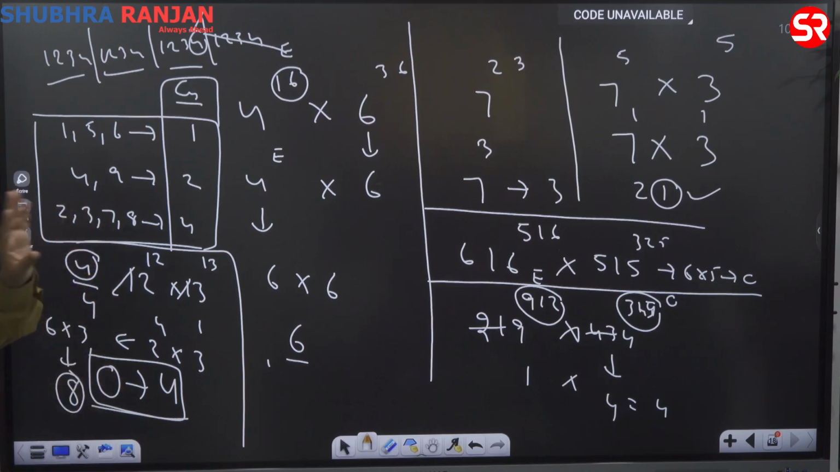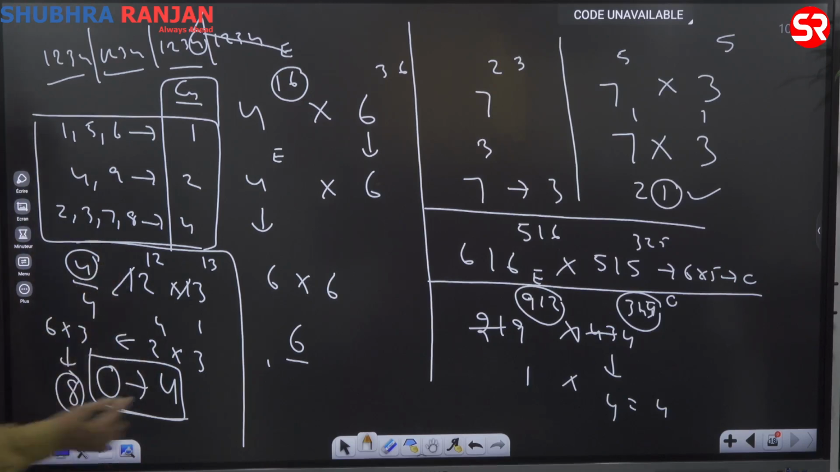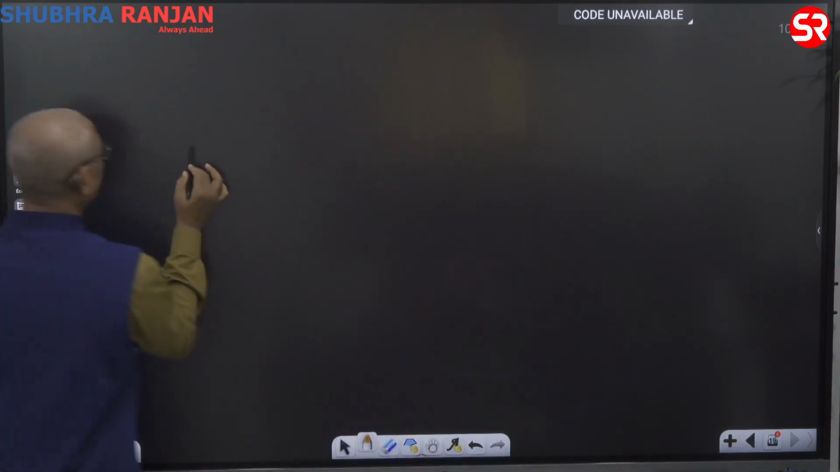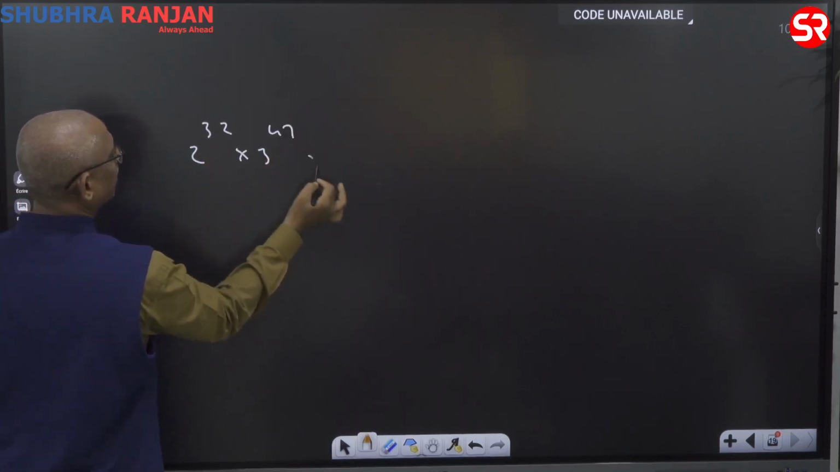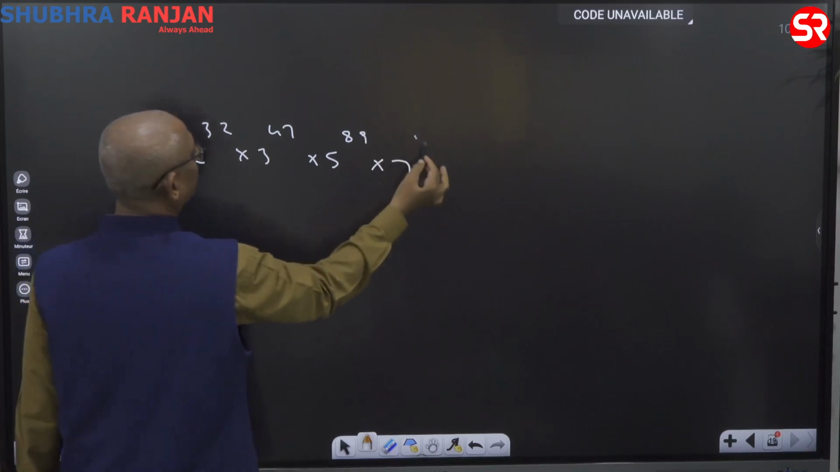Shall I give at least 2, 3 questions so that you have to do on your own? We move to the next slide. Any cross check? Do it. 2 power 32 into 3 power 47 into 5 power 89 into 7 power 51.